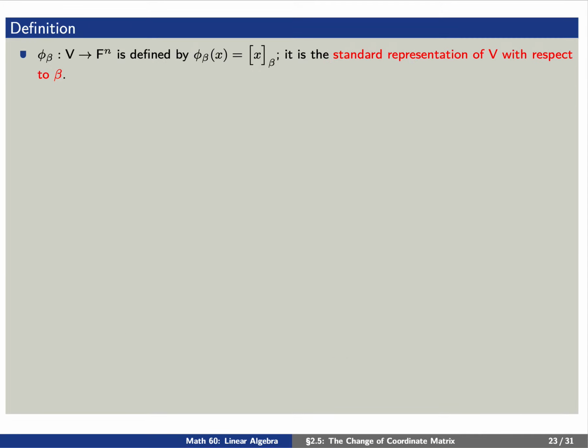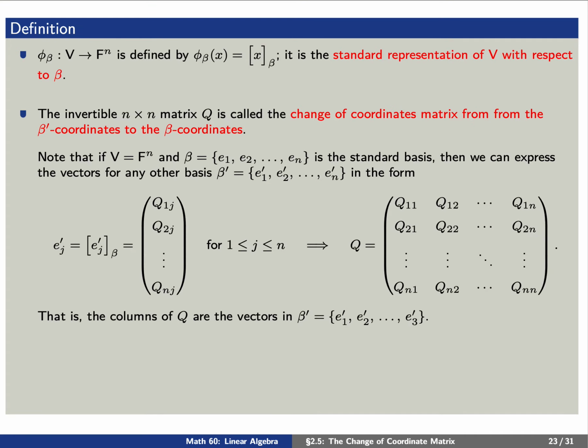Recall that our mapping phi sub beta is what we call the standard representation of V with respect to beta. This is the mapping that takes a vector x from our vector space V and considers the coordinate vector, bracket x with respect to the basis beta. The matrix Q in the previous proposition is called the change of coordinates matrix from the beta prime coordinates to the beta coordinates. Let's take a look at a specific example to get a better idea of what's going on here.